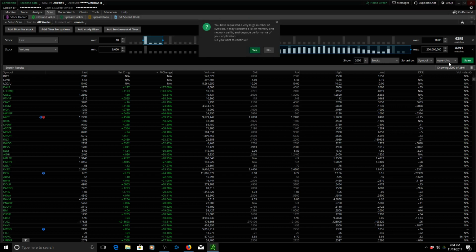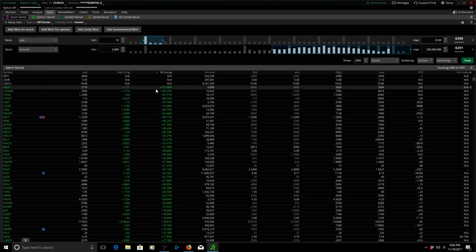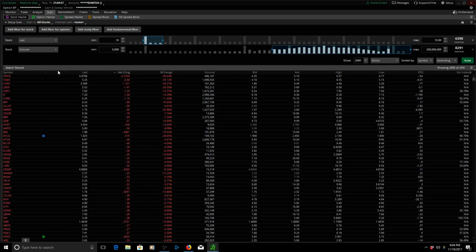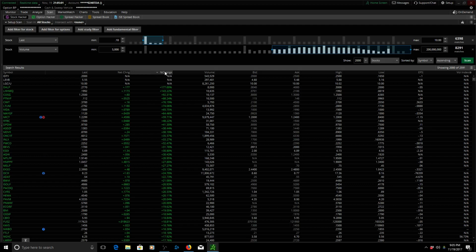Hit scan. It's always going to come up saying, hey, you're asking for a large number of scans. You sure you want to do this, because your computer can start acting slow? I've never had it happen, so I always ignore it. And then what I usually do is, you have all of these headers up here. I always come to the first one and go by percent change, the highest percentage.